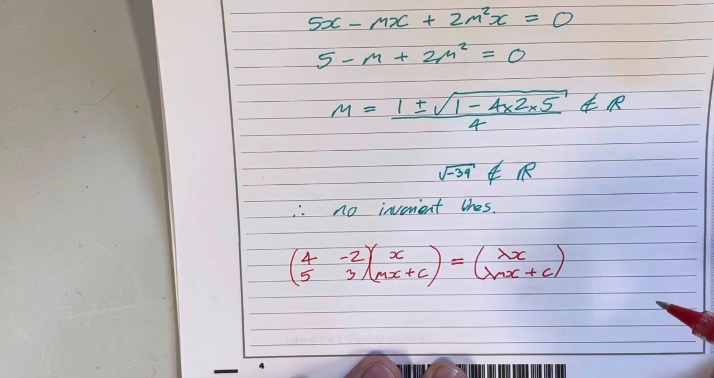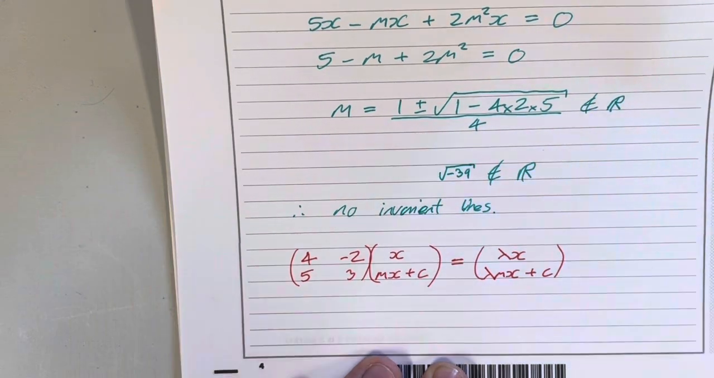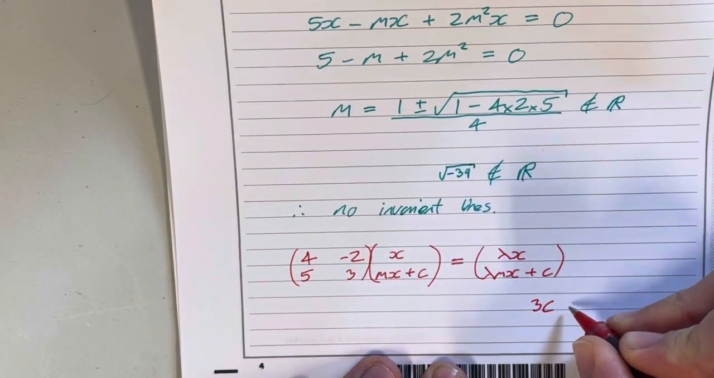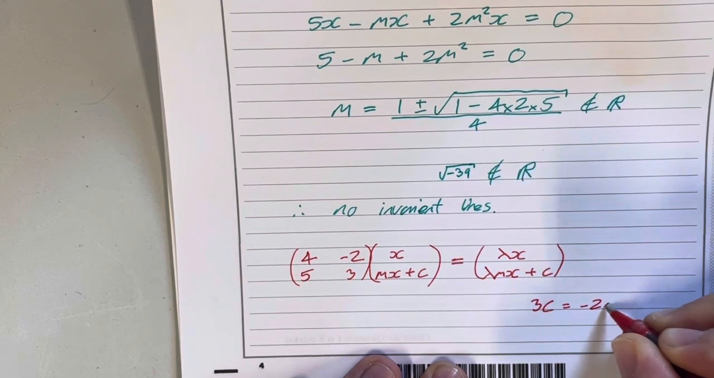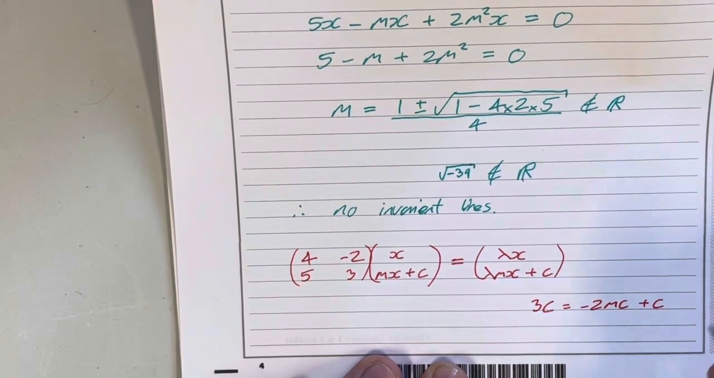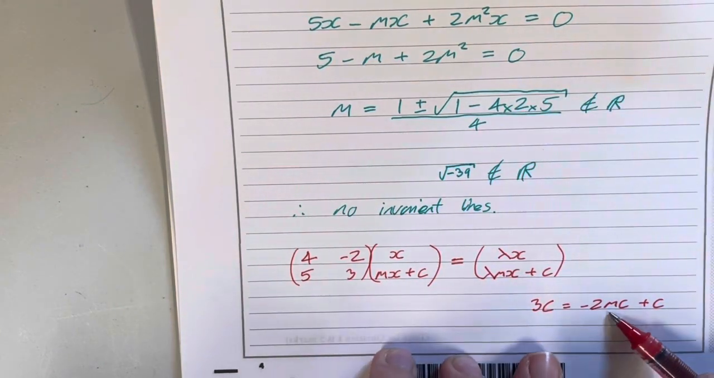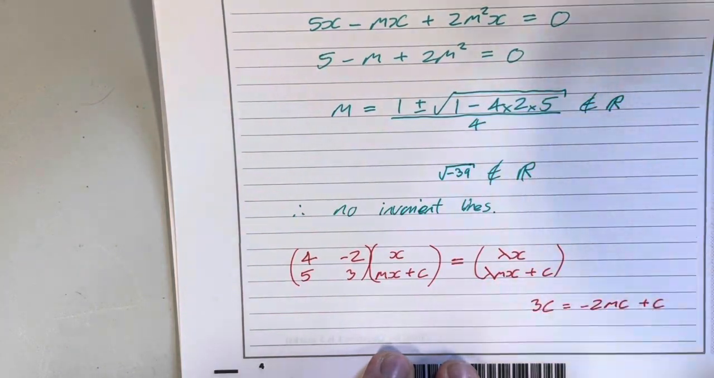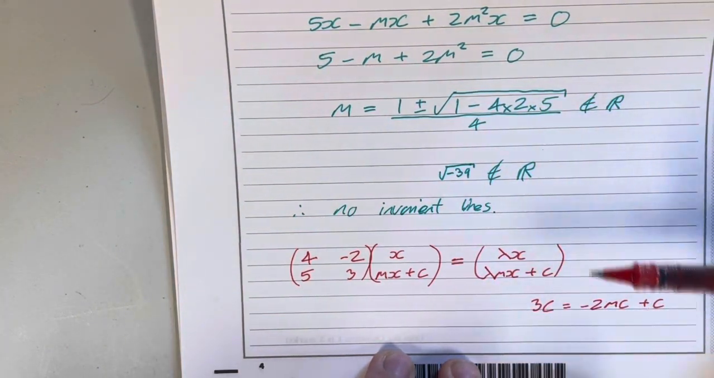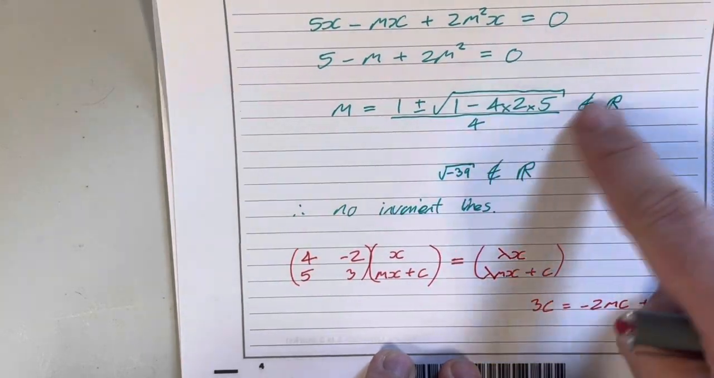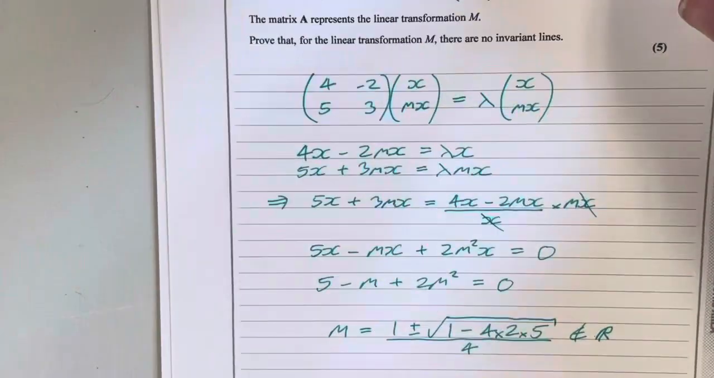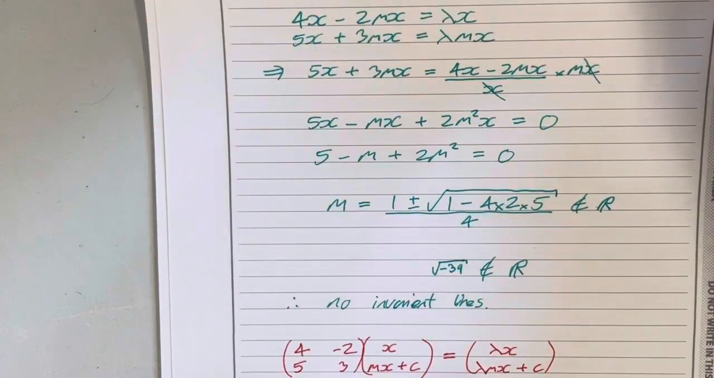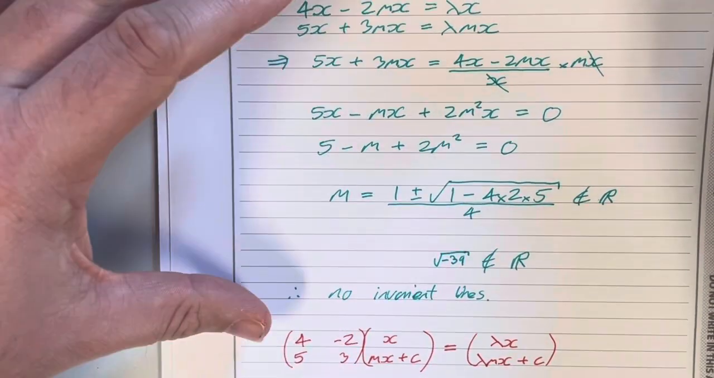You end up with, I'm trying to remember off the top of my head now, something like 3c equals minus 2mc plus c or something like that. In which case c is 0, like the result we've just found, or m is minus 1. But that doesn't fit with the quadratic, so it doesn't matter. That isn't a solution. So, yeah, this is fine. You don't have to do the plus c. You can stick with that. Okay, that is sufficient.